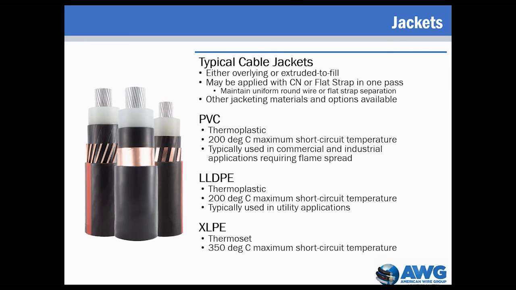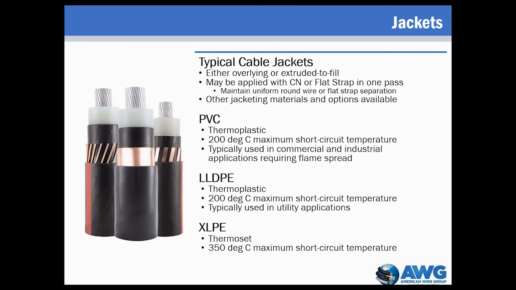Extruded to fill jackets also fill the void between the concentric wires so that in case of a compromised jacket, water cannot easily migrate down the length of the cable. Water blocking additives such as water soluble yarns or powders can also be used under the jacket to prevent water migration. Of the many cable jacket possibilities, the three most common for medium voltage cables are PVC, linear low density polyethylene, and crosslink polyethylene.